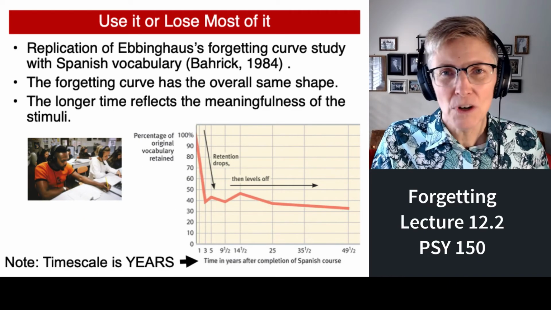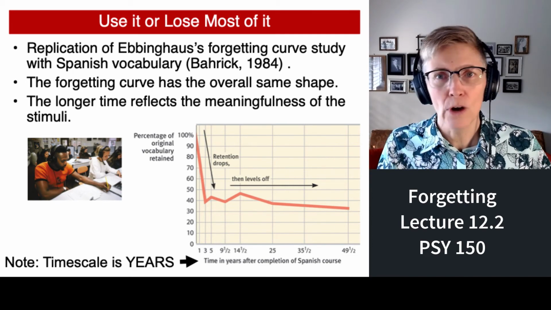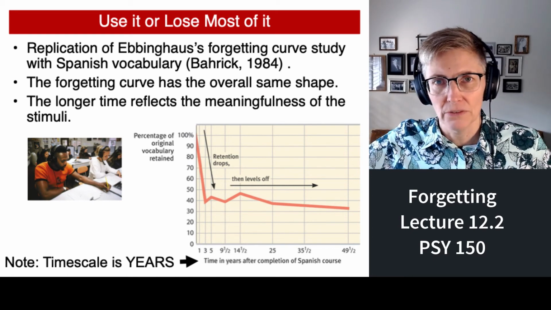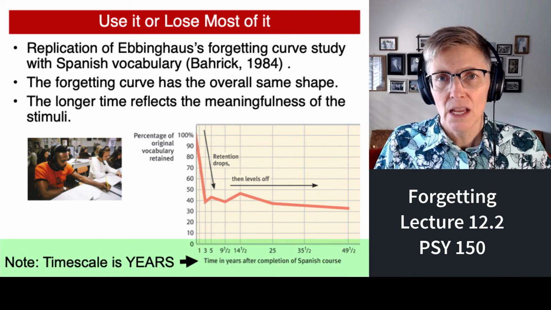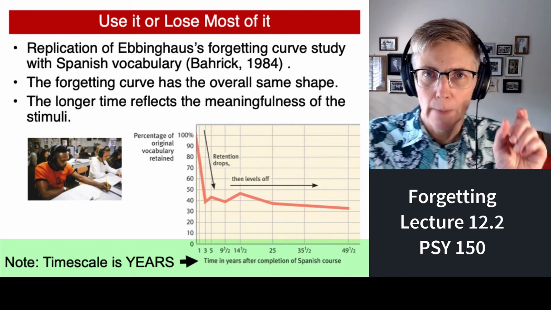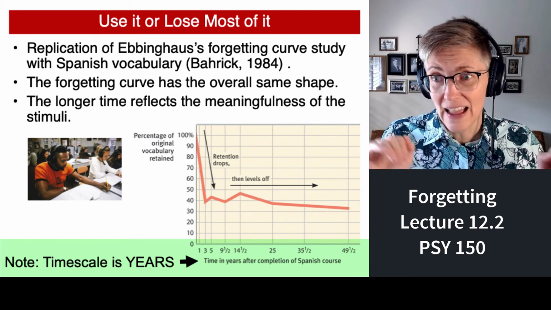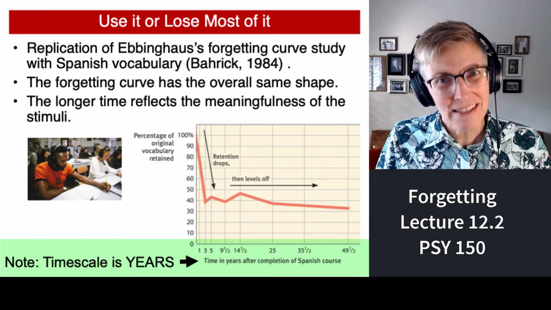All right, I want you to compare this graph with the Ebbinghaus graph. Now, the graphs look the same, right? Very steep drop, and then it levels off. But I want you to notice the horizontal axis. In Ebbinghaus's horizontal axis, we're talking about minutes, and then hours, and then days. This horizontal axis goes up to 50 years. 50 years. What's the difference?